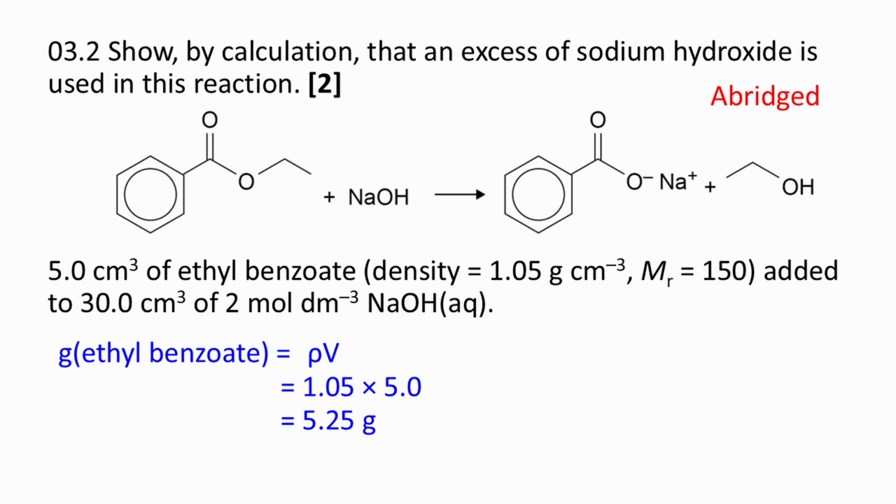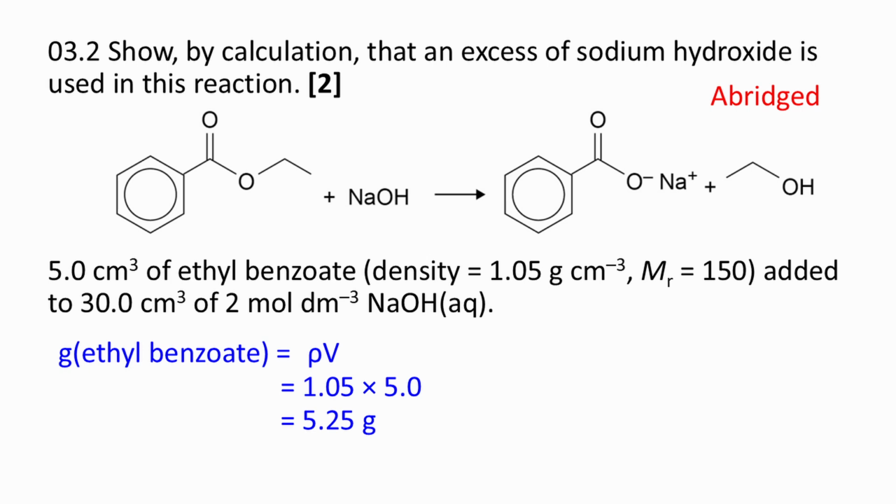Here's the next part of the question. Show by calculation that an excess of sodium hydroxide is used in this reaction. We've got 5 centimeters cubed of ethyl benzoate. The density of this is 1.05 grams per centimeter cubed and it has a molar mass of 150. This is added to 30 centimeters cubed of 2 mol per decimeter cubed sodium hydroxide.